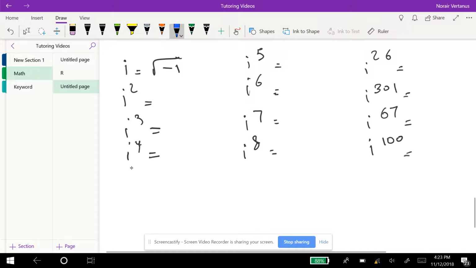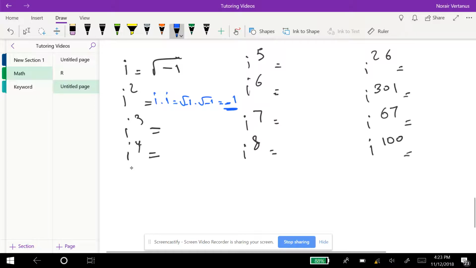i squared is equal to i times i, right? So that's going to be the square root of -1 times the square root of -1, which is equal to -1. So i squared is -1. That's what you need to memorize. If you didn't memorize it, you can calculate that.